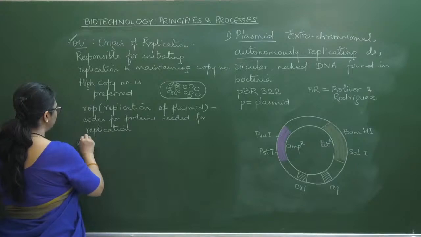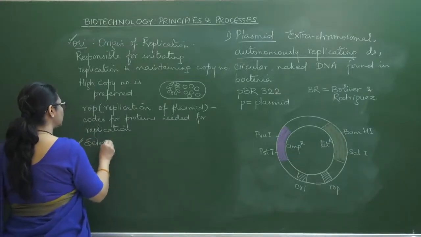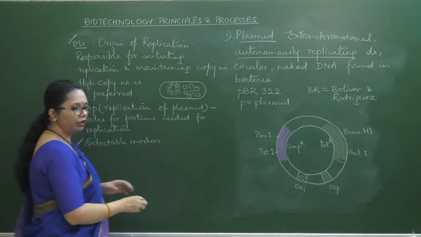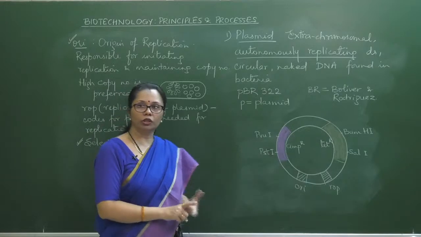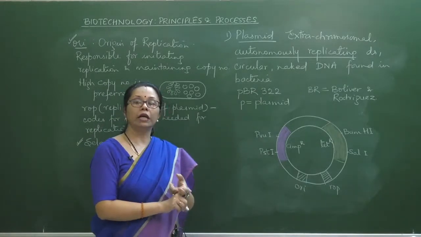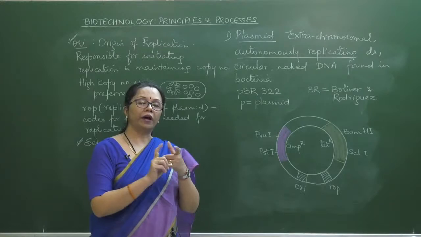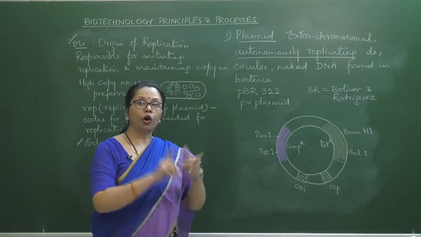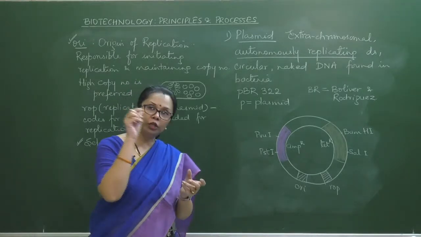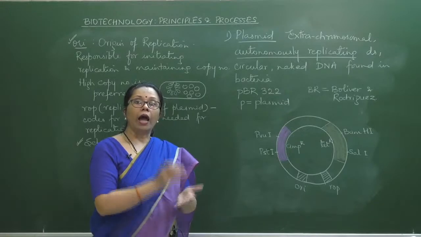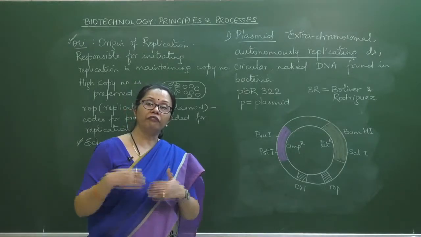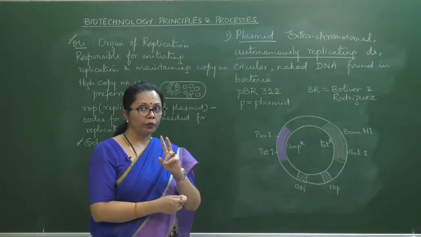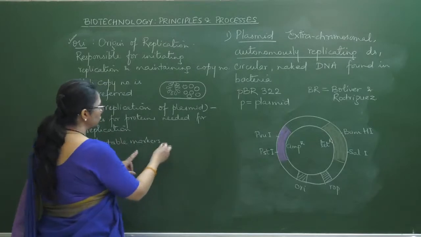The next very important thing is selectable markers. Why are they needed? These are needed because here we have drawn such a big thing, but all this is nothing visible to us. So these are needed to find out whether our vector DNA, or the recombinant DNA, has been able to enter into the host cell or not, and even if it has entered, whether it is carrying the gene of interest with it or not. So two things we need to know.